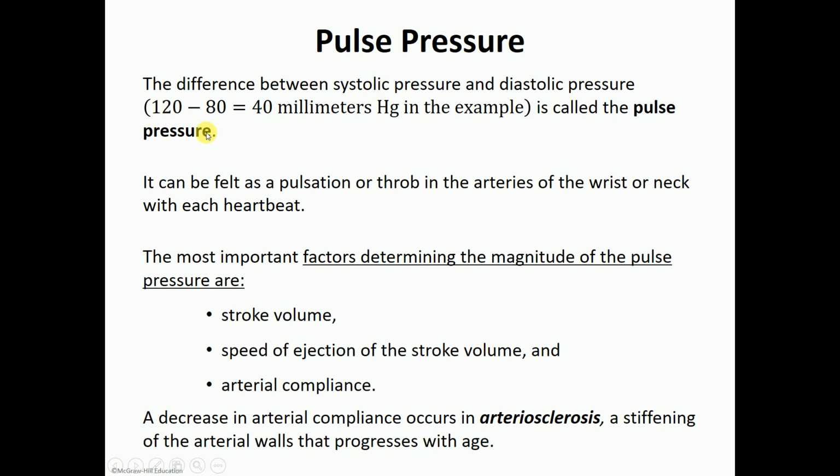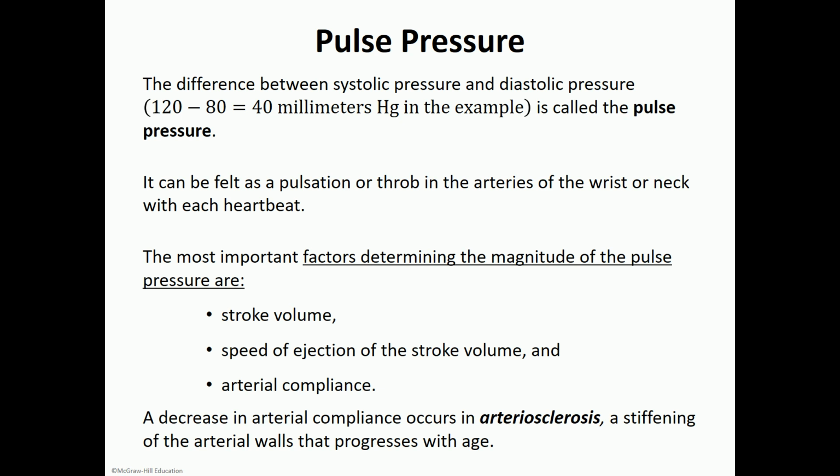We can feel that as a pulse when you put your hand to get the pulse, whether it's on the wrist, for the radial artery, or on the neck to feel the carotids. What you're feeling, that pulsation or throb, is the pulse pressure. There are several factors that determine the magnitude of pulse pressure. For example, the stroke volume. So the harder the contraction and the bigger the stroke volume, that means we will get a bigger pulse pressure.